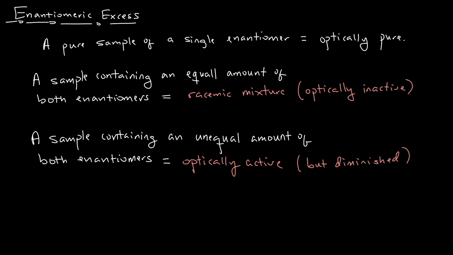Now, a sample containing an unequal amount of both enantiomers, so one of those enantiomers will have a higher concentration than the other, will still be optically active. It will not be optically pure, and so that rotation will be diminished. So there'll be a diminished rotation, or diminished optical activity.